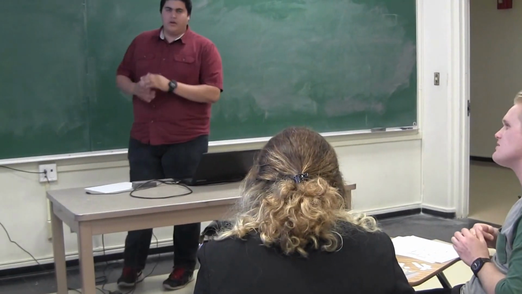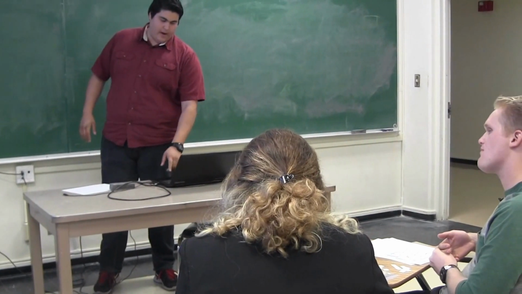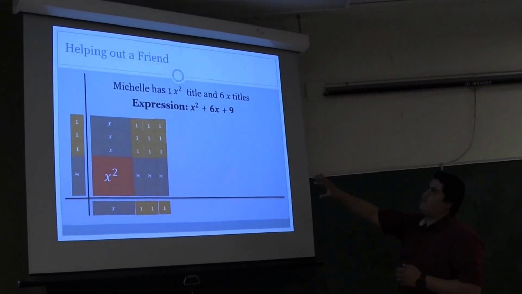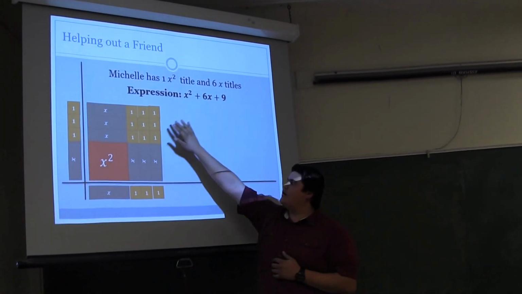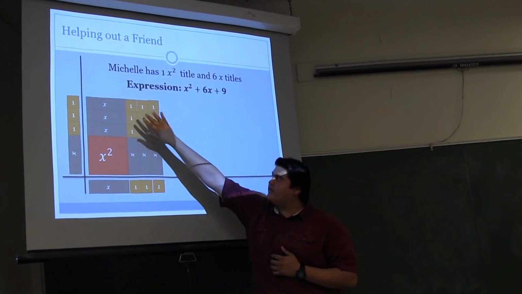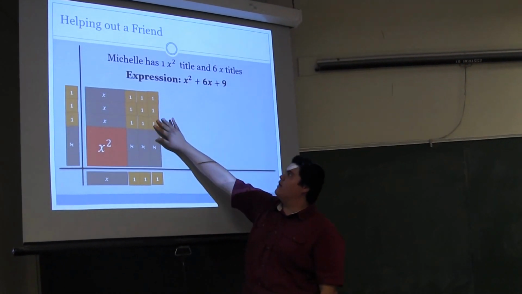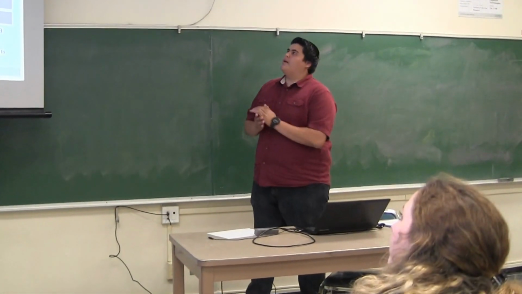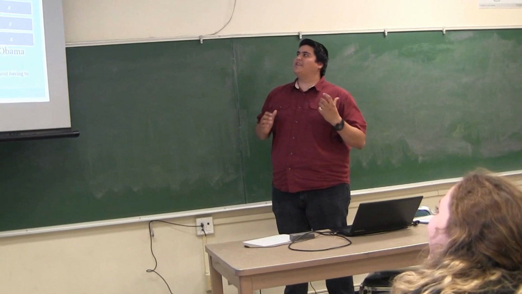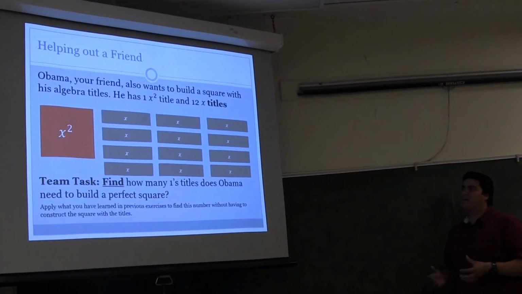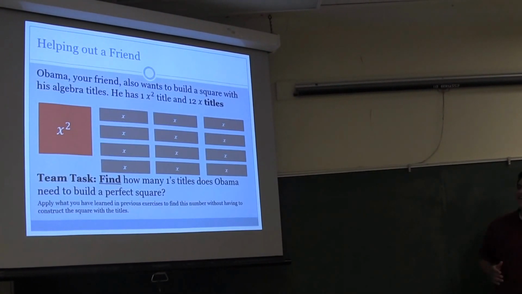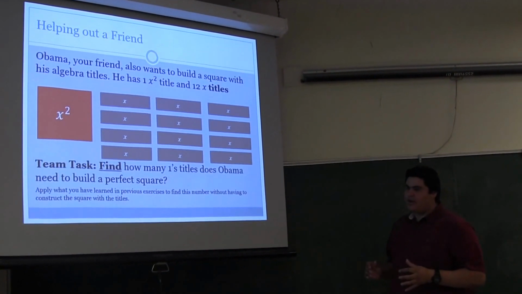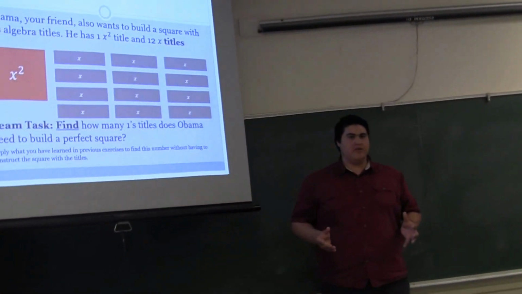So we have been working a lot with algebra tiles now, and this is how it should look, and this is the way we express it. We say x squared plus 6x, we have 6 x's, plus 9, and we have 9 tiles. But now Obama, your friend, also wants to build a square with his algebra tiles. He has 1 x squared tile and 12 x tiles. And if you guys notice, you might not have enough tiles to do this.